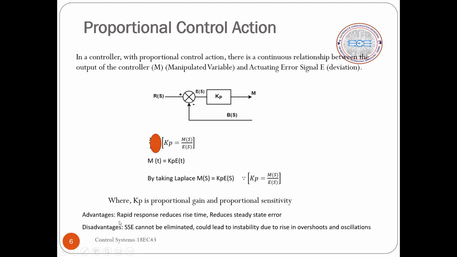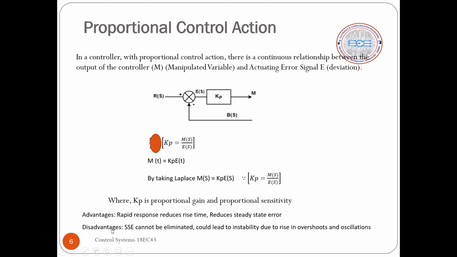What's the advantage? Rapid response, it reduces the rise time. The response speeds up by adding a block Kp here. You will see that the response time improves, or the rise time is reduced. That is, the speed of the system increased, we can say. Steady state error is also reduced to some extent, but it will not be fully eliminated.